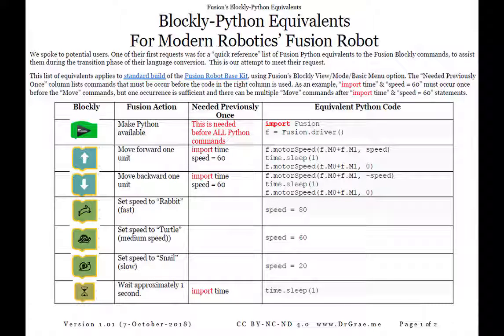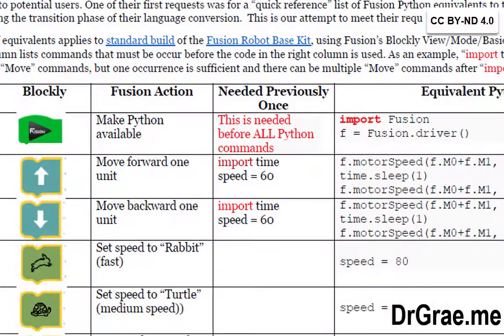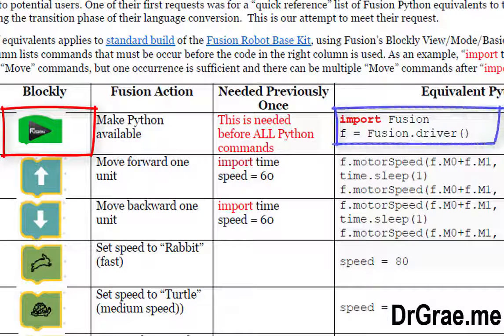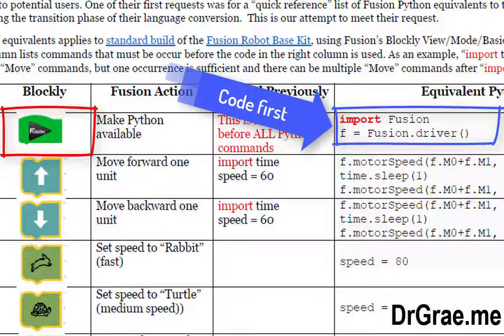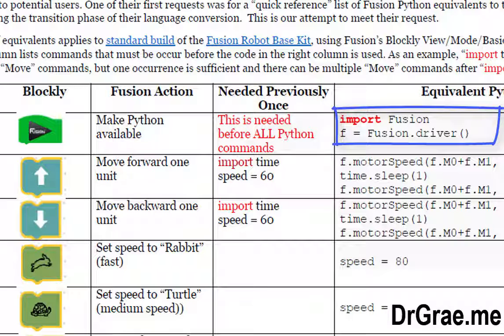In this table we summarize the Python equivalents of the Blockly programming blocks. The first Blockly command is this one, which must be at the start of every Blockly program. The equivalent in Python code is import fusion and f equals fusion driver, which we must have at the start of every Python program written for Fusion. These Python code statements are necessary because they allow Fusion's Raspberry Pi Python compiler to talk to the motors and sensors of our Fusion robot.